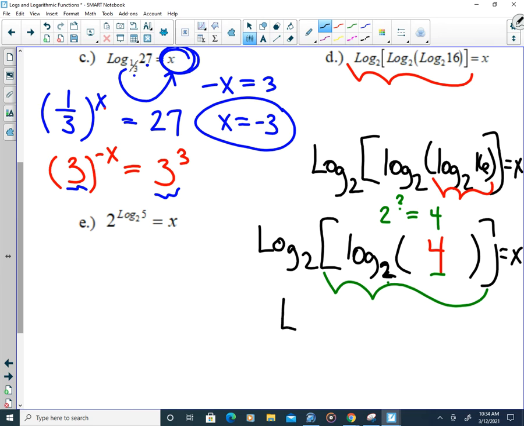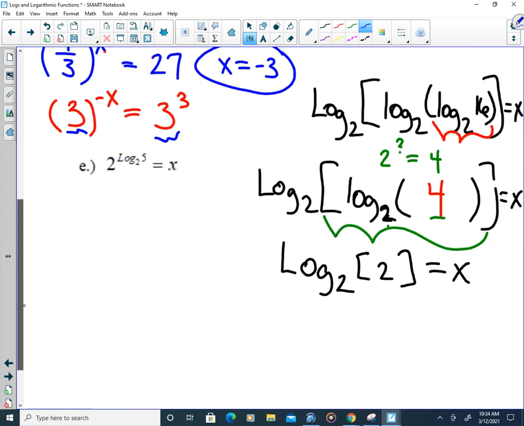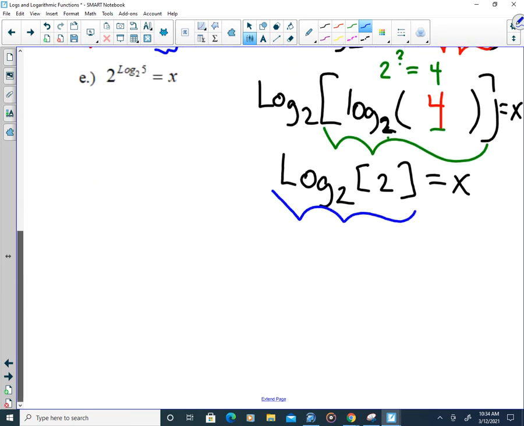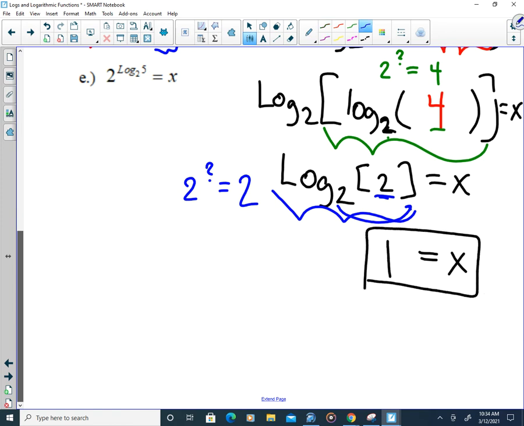So now we just got this. Log base 2 of 2 is equal to x. And then again, we can do that same trick. What is log base 2 of 2? And then that's what x is going to be. So again, here's our base. We're going to go, 2 to what power is this number? 2 to what power is 2? 2 to the first power. So log base 2 of 2 is just 1. So x is equal to 1 on that one.